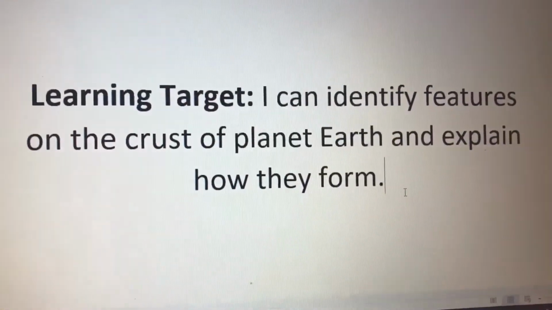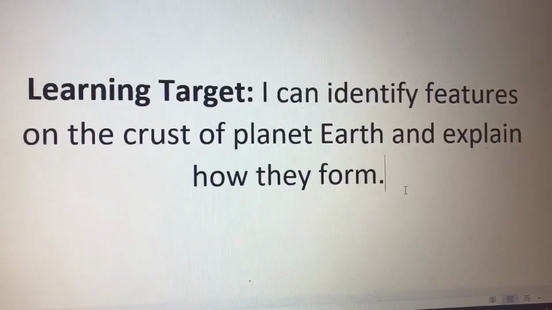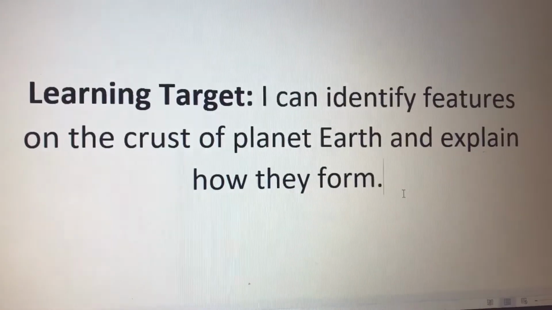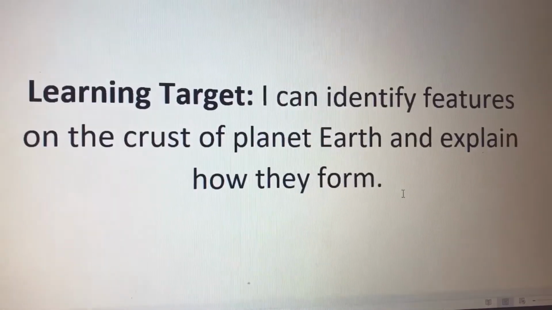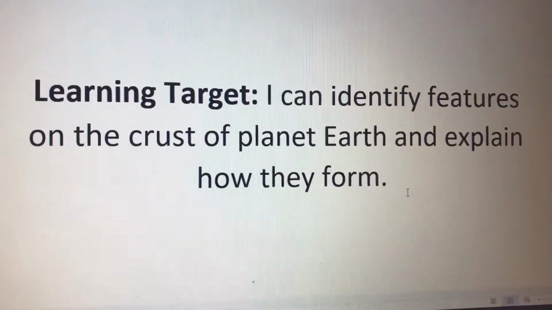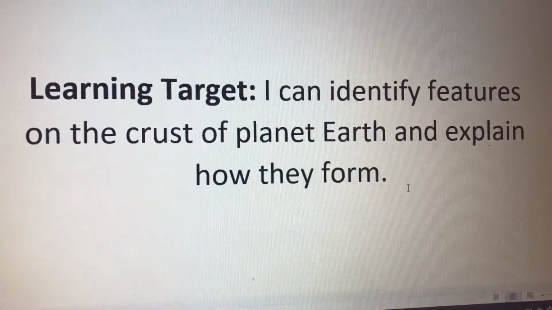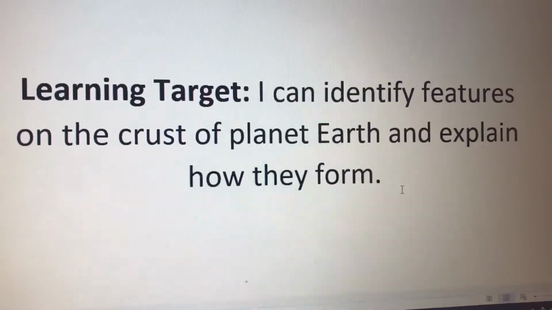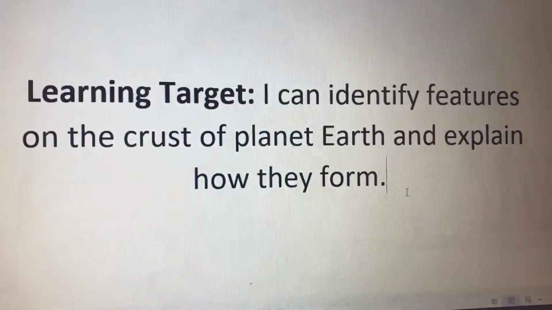Our learning target is: I can identify features on the crust of planet Earth and explain how they form, how they formed in the past and how they continue to form, okay? So we need to be able to identify features on the crust of the planet Earth and explain how they form. Now, those features can be divided into two categories, okay? Let me ask you a question.